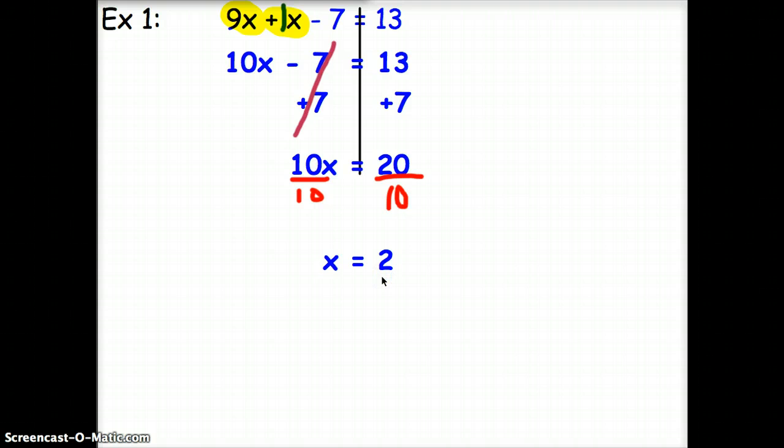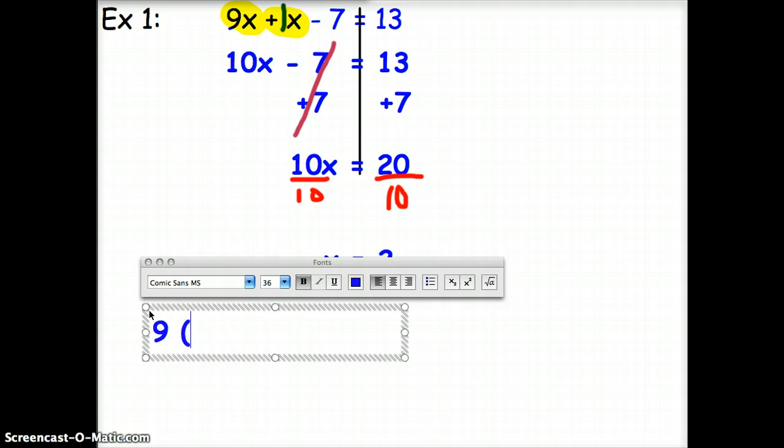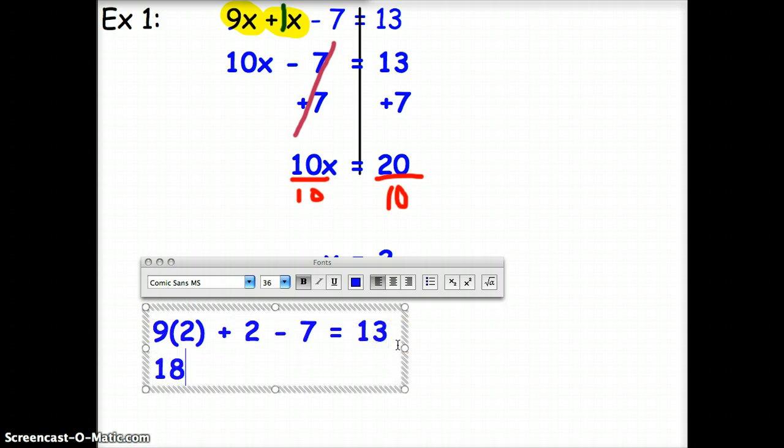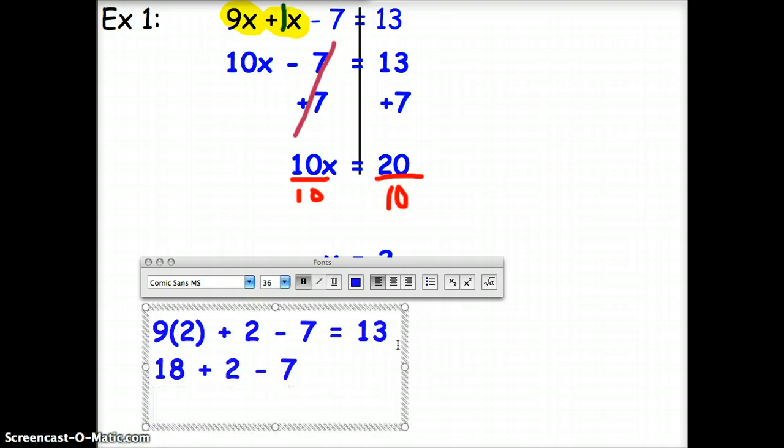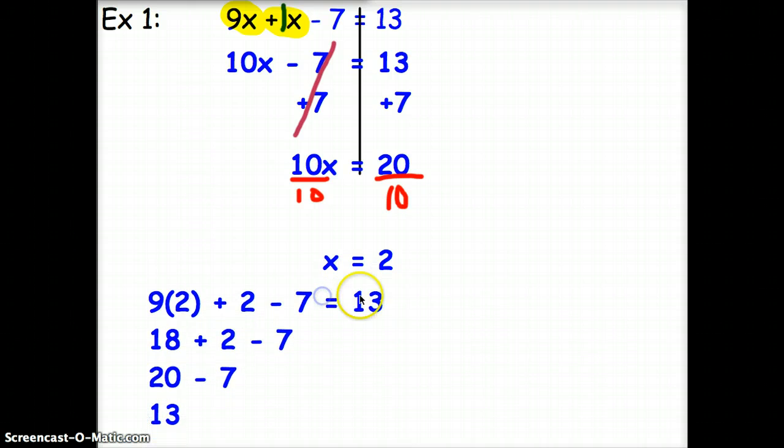Now I'm not going to require you at this point to substitute this value back in, but I highly, highly recommend it. So if we do substitute it back in, that's 9 times 2 plus 2 minus 7. And if we've done this correctly, that should equal 13. So let's see, 9 times 2 is 18 plus 2 minus 7. 18 plus 2 is 20, and 20 minus 7 is in fact 13. So we have our equation equaling 13 on both sides. So that means we've done this problem correctly.